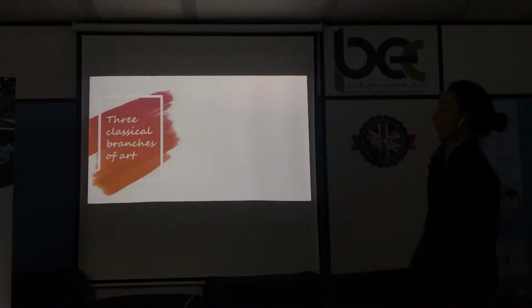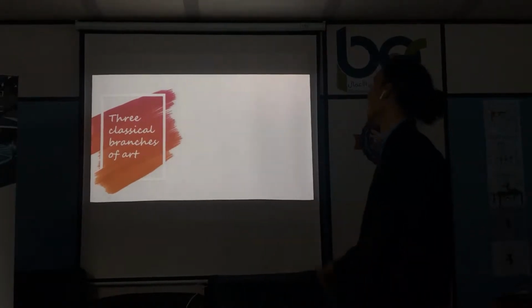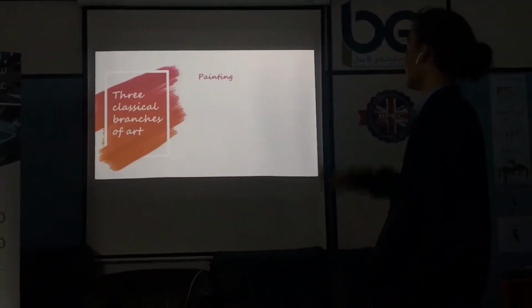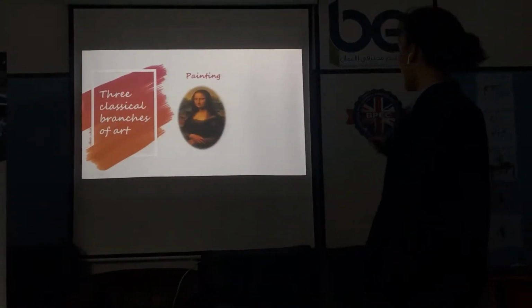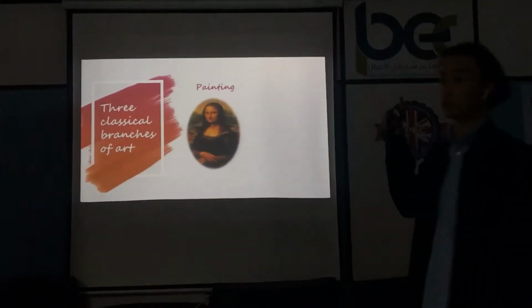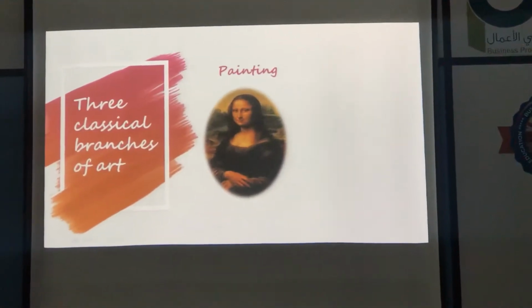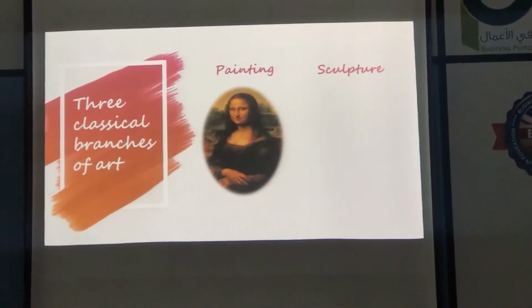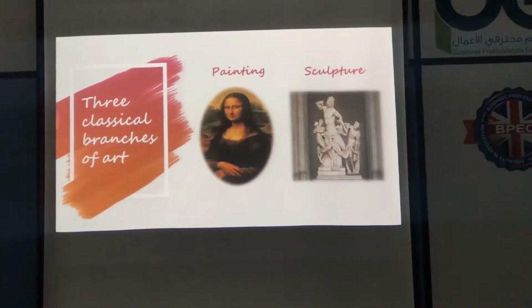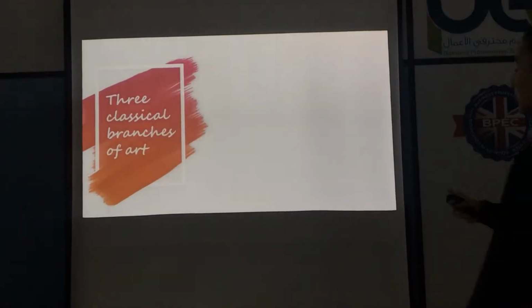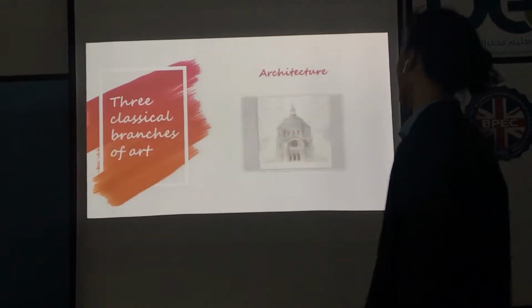Alright, so let's go far back in history and talk about the three classical branches of art. First we have painting. As you can see here, I'm sure most of you are very familiar with this painting, made by the man himself, Leonardo da Vinci. Next we have sculpture. And last but not least, we have architecture.